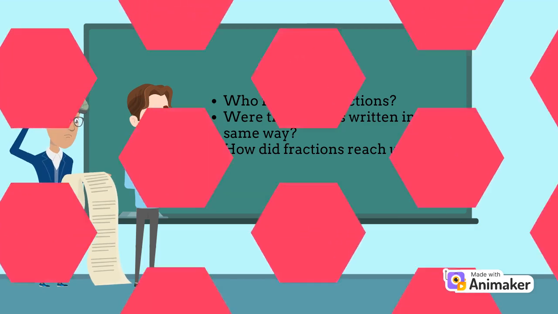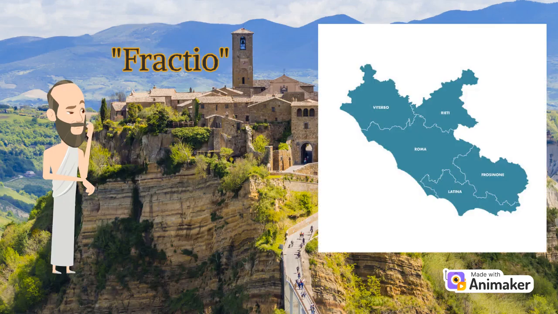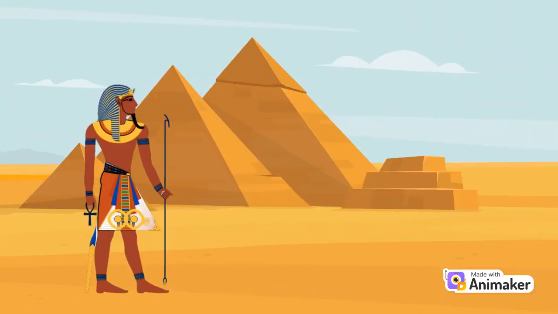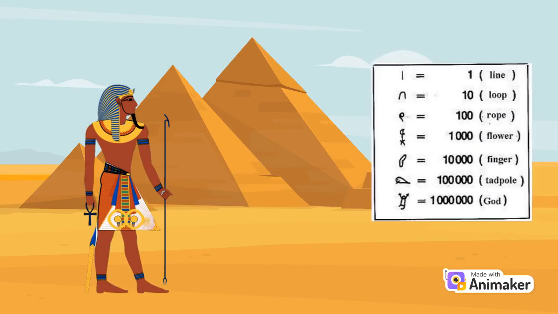So let's go. The word fraction actually comes from the Latin word fractio, which means to break. To understand how fractions have developed into the form we recognize now, we'll have to step back even further in time to discover what the first number systems were like. As early as 1800 BC, the Egyptians were writing fractions.